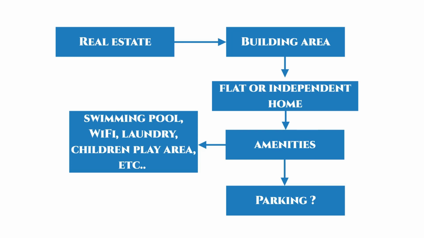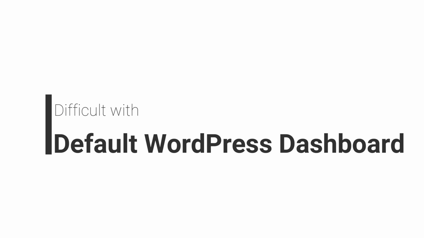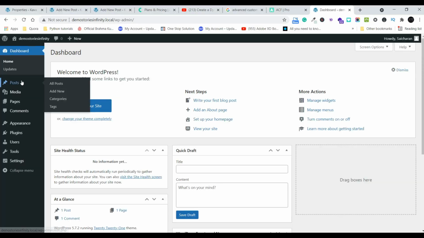To add these fields inside your website is very difficult with the default WordPress dashboard. The default WordPress dashboard comes with only posts, media, and pages, and there are very limited options. So how do we add custom field types to add all these fields inside your website?